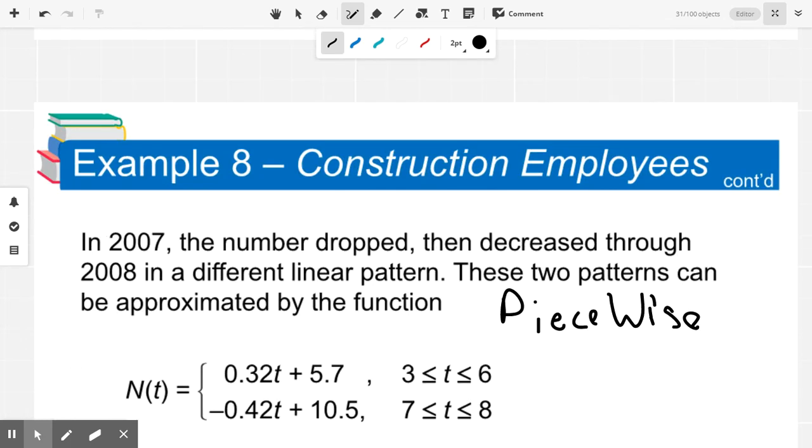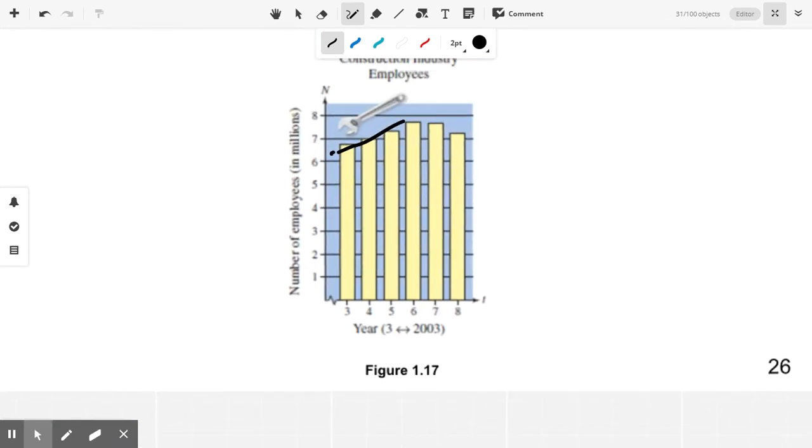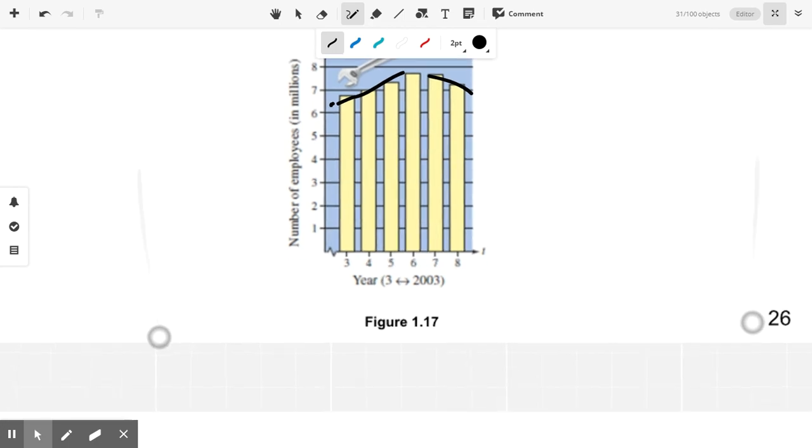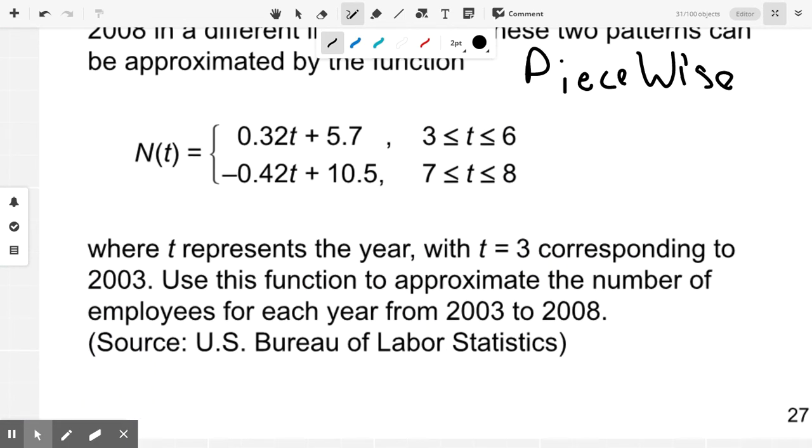Okay, if you notice, go back to the graph. That's the line of the first 3. Here's the line of the last 2 between 2007 and 2008. Now let's see what they ask us here. All right, t represents the year. T equals 3 corresponds to 2003. Use this function to approximate the number of employees for each year from 2003 to 2008.